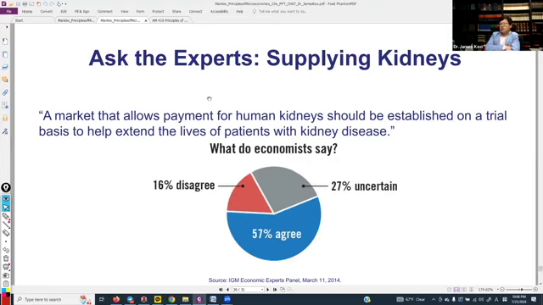Payment for a human kidney is allowed. There are some kinds of political issues.